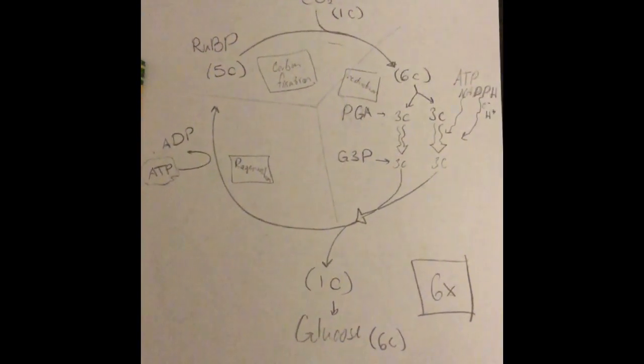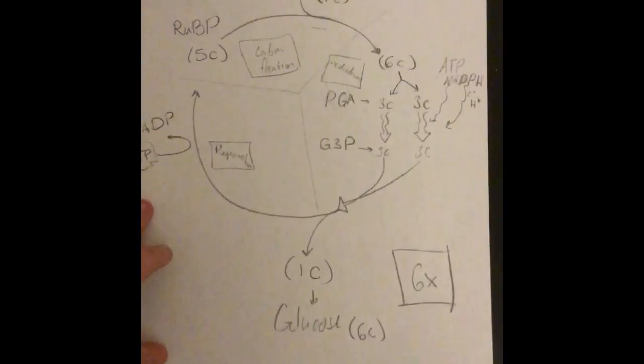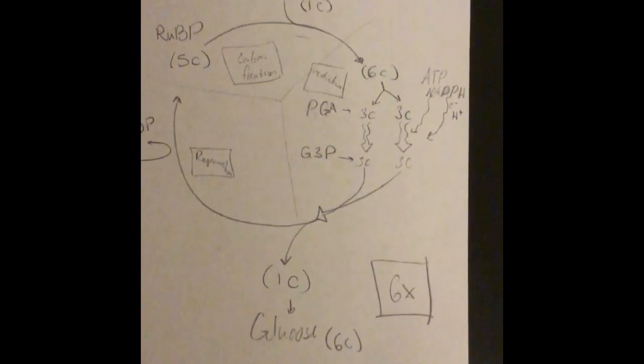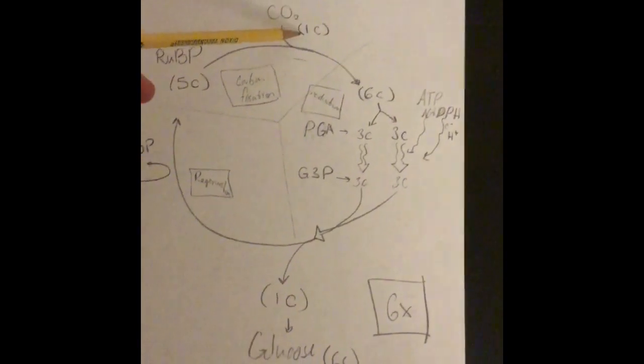This is the dark reaction, the Calvin cycle. It all starts off with a little input. The input is carbon dioxide. This has one carbon in it.